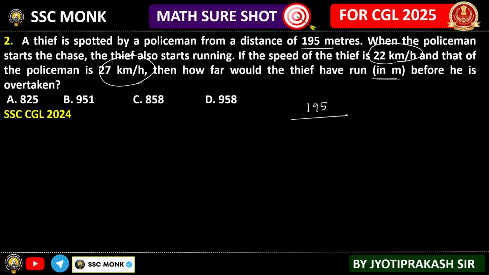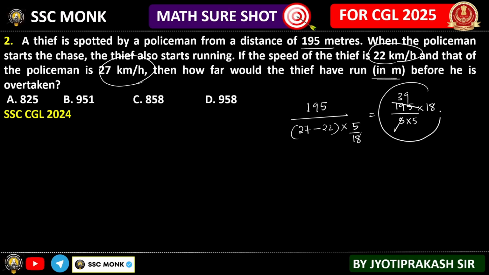Now what is happening? Speed of thief is this, speed of policeman is this. So I can write 27 minus 22 multiplied by 5 by 18, kilometers per hour converted into meters per second. Clear? Simple as it is. Now this can be written as 195 divided by (27 minus 22) into 5 by 18, that is 195 divided by 5 into 5 by 18. Done. 5 3s are 15, 5 9s are 45. Clear? Now this is equal to my time. This is the time it will take to catch the thief.